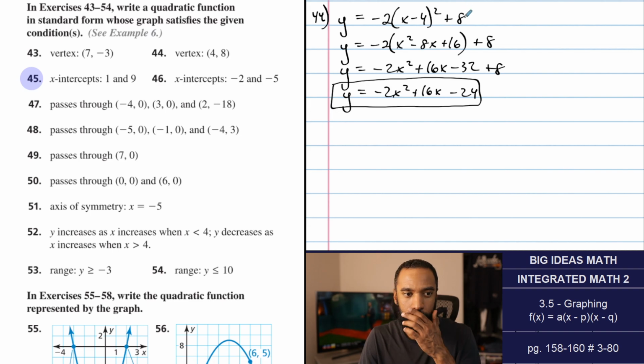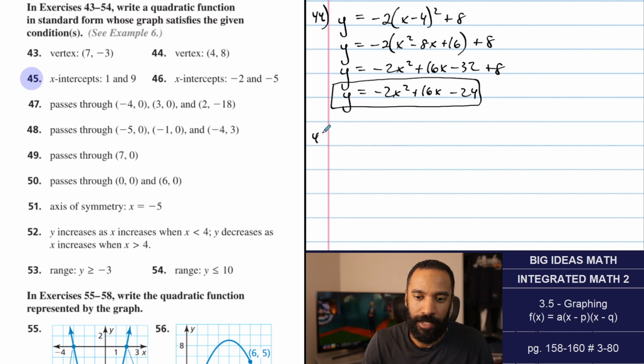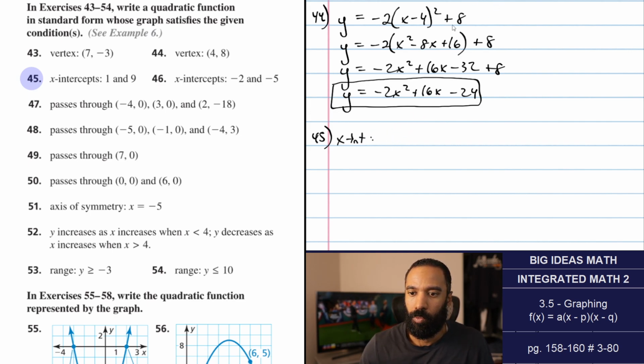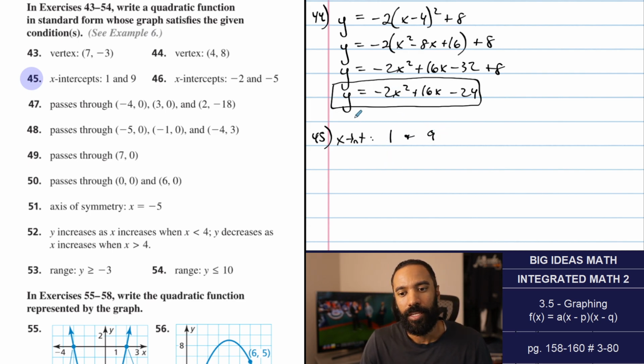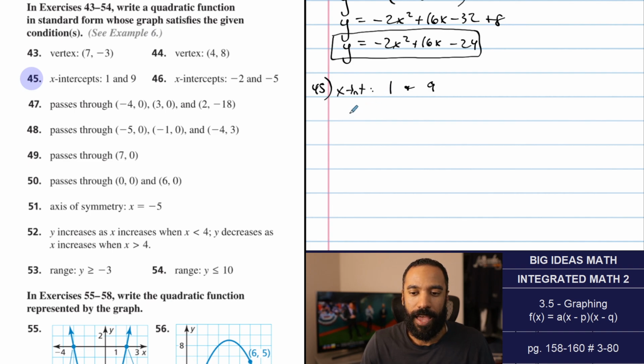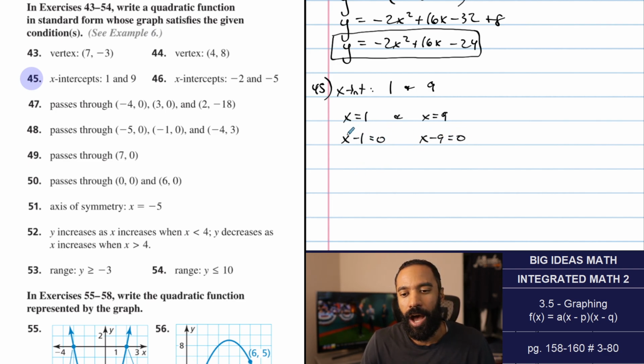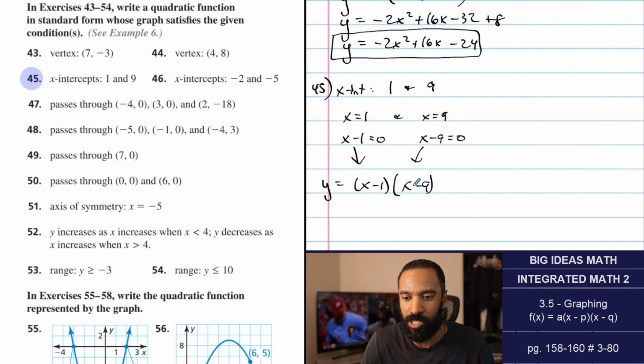Number 45, x-intercepts of 1 and 9. So x-int of 1 and 9. This is all about factored form for us now. Keep in mind, so here's kind of what it means. If x equals 1 and x equals 9, then x minus 1 equals 0 and x minus 9 equals 0. These represent factors. These are factors for our equation. We can do y equals x minus 1 times x minus 9 like that.